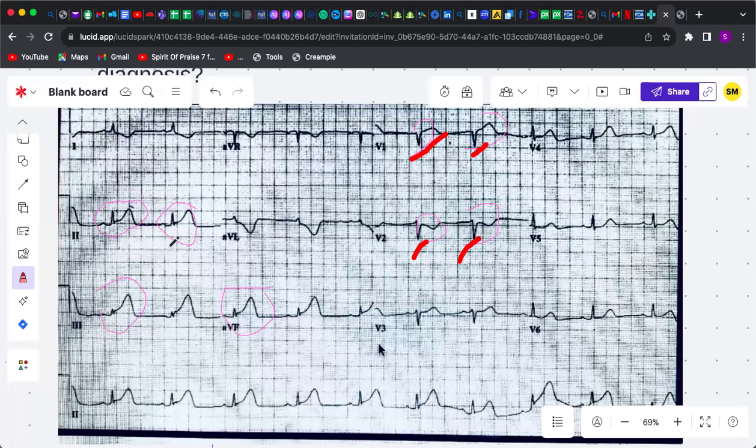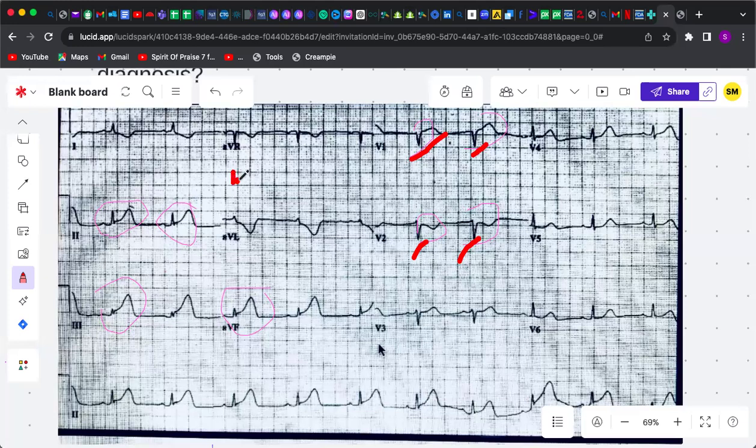So whenever there is an inferior MI, you see the elevations in the inferior leads. Inferior MI plus an ST elevation in V1 and a depression in V2, okay? Then you should know that there's something going on. I mean, the right ventricle is also involved in the infarction. So this actually was not going to be just an inferior MI, right?